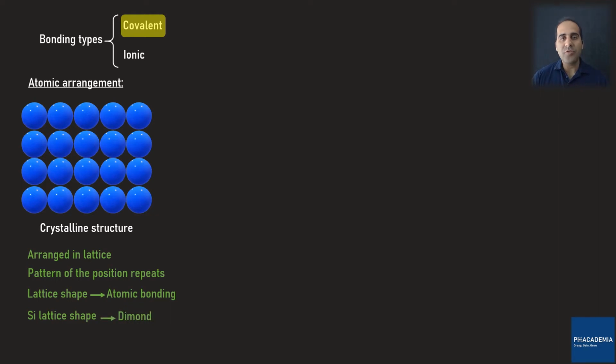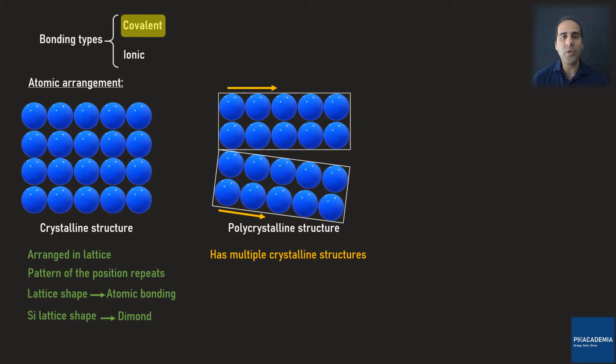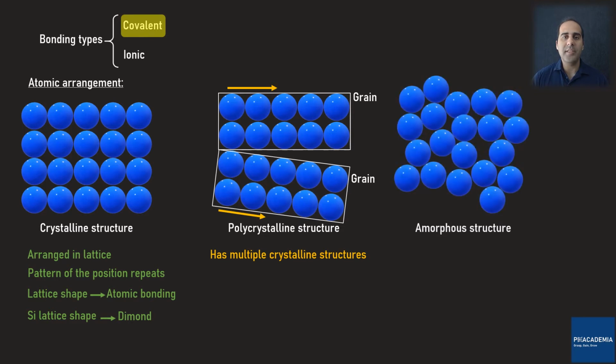The second structure is polycrystalline. The structure has multiple crystalline structures, each developed in different orientations. Each area in which a crystalline structure is developed in a specific orientation is called a grain. The third structure is amorphous. In this structure, atoms are randomly distributed in a solid.